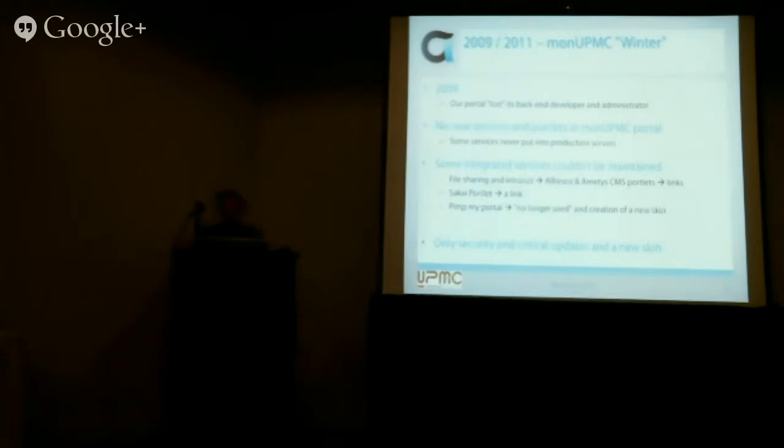For example, file sharing and intranet portlets were replaced by Alfresco and Amethyst CMS portlets, and they were replaced by links after that. Sakai portlets were replaced by a link when the Sakai platform was updated. The portlets don't work with the new version of Sakai. Pimp My Portlet was no longer used, and UPMC decided to create a new scheme.